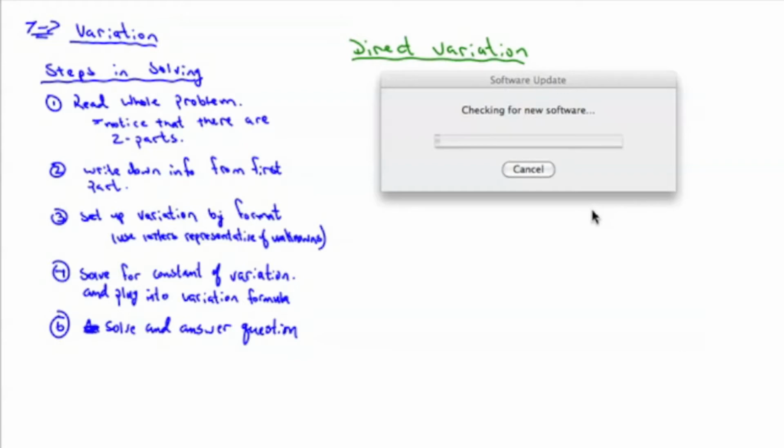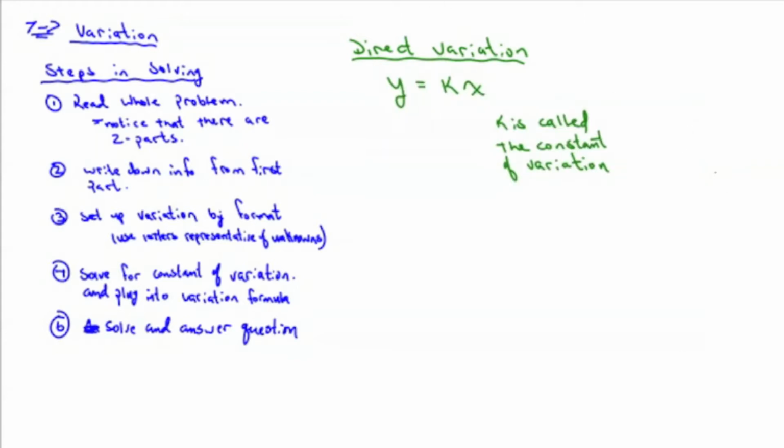Now k is called the constant of variation. It is there to establish a balance between x and y. Now, why is it called direct variation? Well, it's pretty easy to figure out. As x gets bigger, what happens to y? It's going to get bigger also. And as x gets smaller, y is going to get smaller. So they vary directly. As one gets bigger, so does the other. As one gets smaller, so does the other.